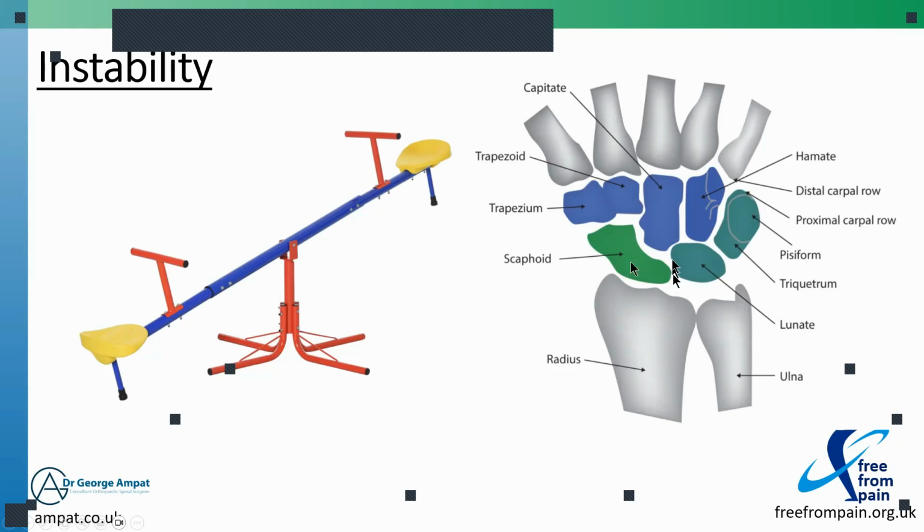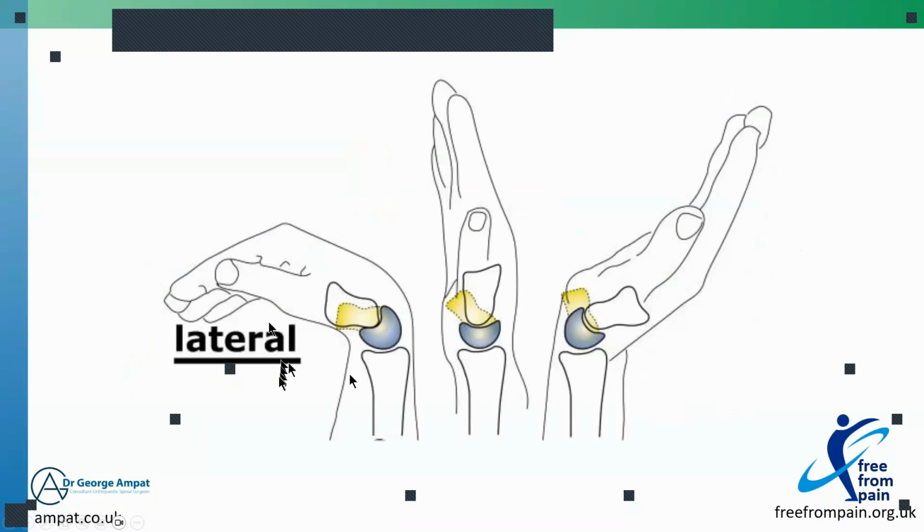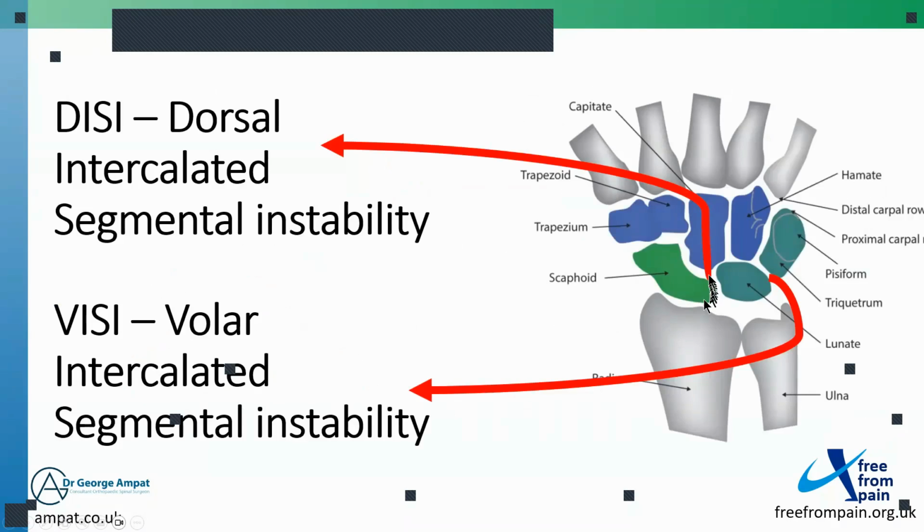But unfortunately, the ligaments between the scaphoid and the lunate can get ruptured, or the ligaments between the lunate and the triquetrum can get ruptured. So if these ligaments get ruptured, it is called DISI. If these ligaments get ruptured, it is called VISI. Let me explain it a bit more. So this is how the wrist moves. You can see this is the lunate and this is the scaphoid, and that is how it normally moves on the lateral picture. But as I said, if this ligament is damaged, then you will get DISI, or dorsal intercalated segmental instability. When this ligament is damaged, you get volar intercalated segmental instability.